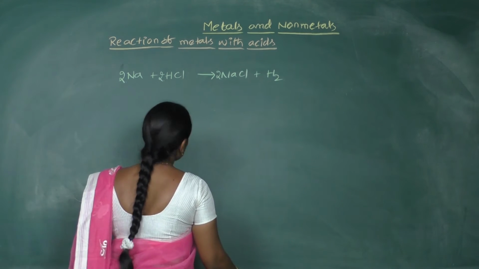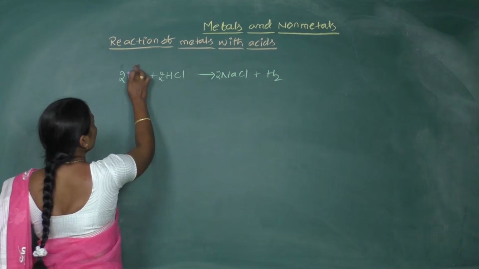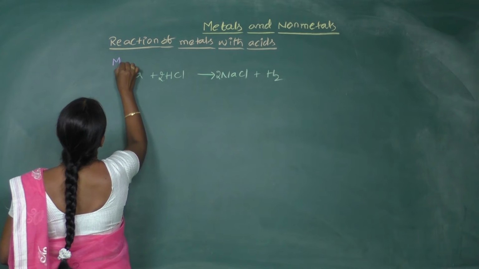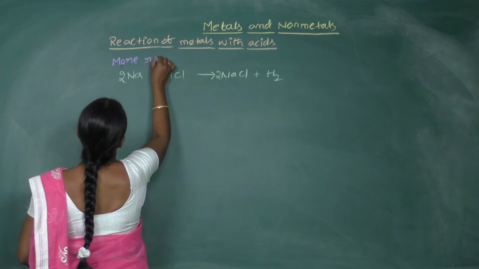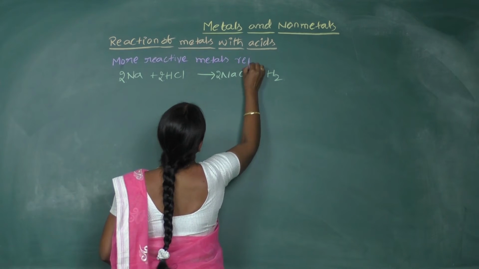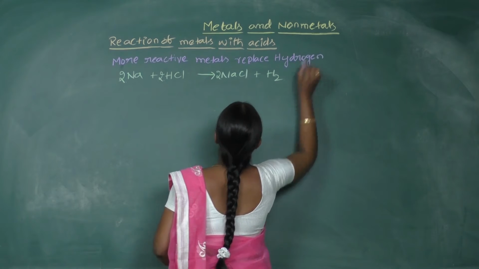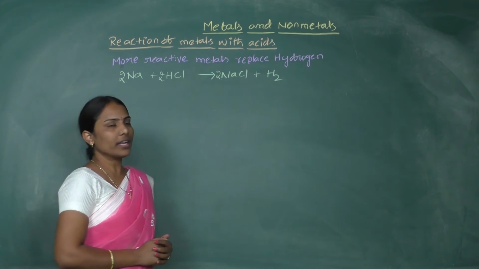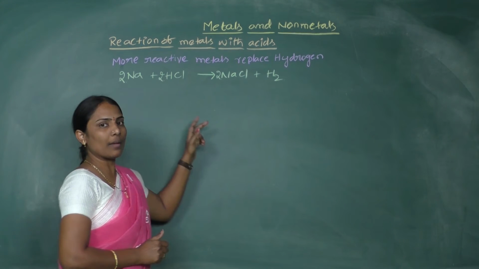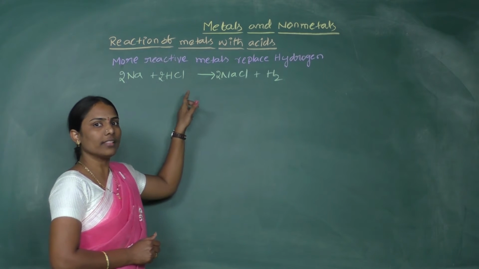The very important thing you need to understand is that the metal we have used is more reactive, and more reactive metals replace hydrogen from acids. So this reaction can happen only if the given metal is more reactive than hydrogen.